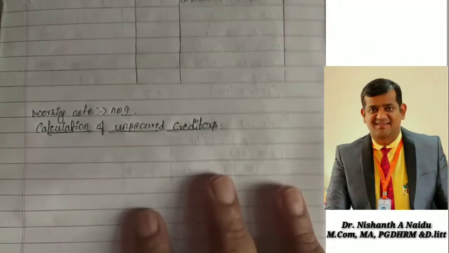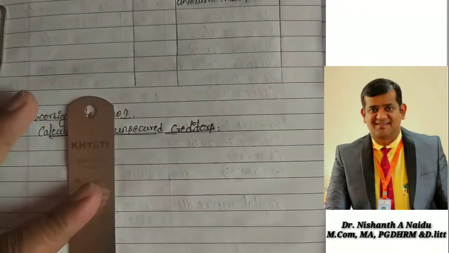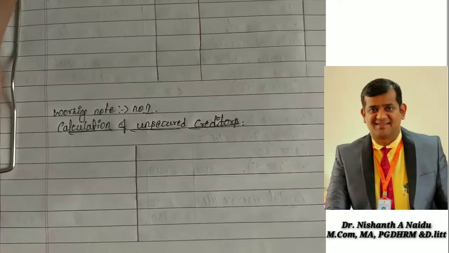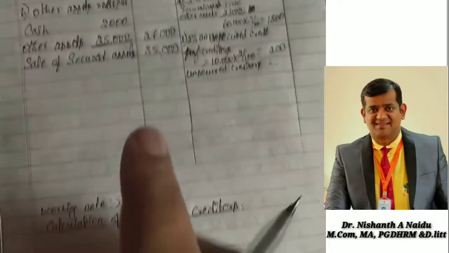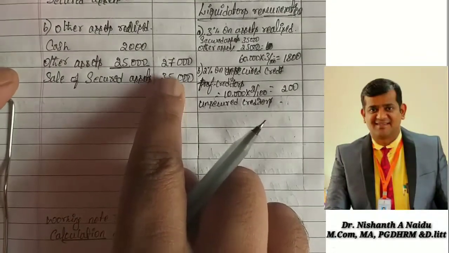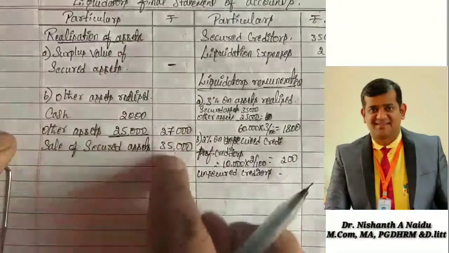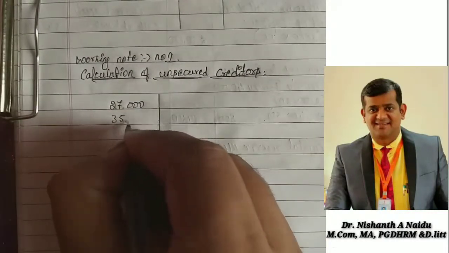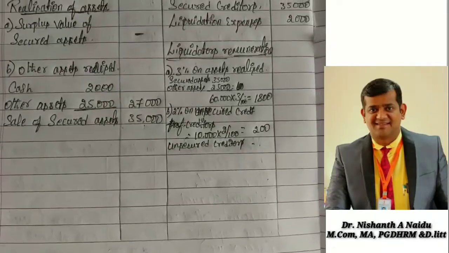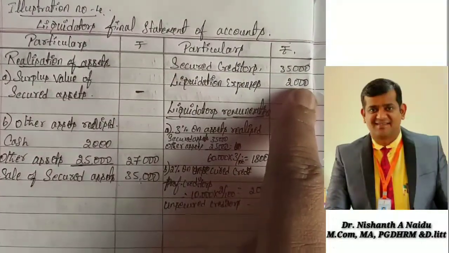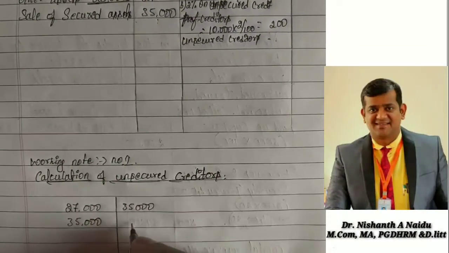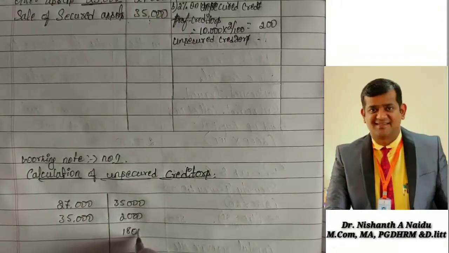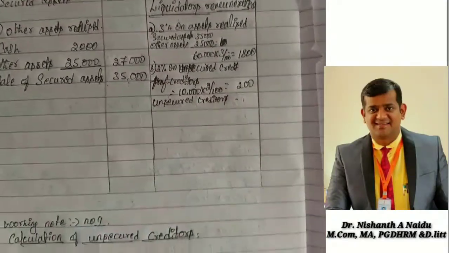As usual, we divide the page into two parts. In this head I am going to write how much assets realized. That is 27,000 plus 35,000. Only two amounts I have here in the debit side of this liquidator's final statement. So I am copying the same 27,000 and 35,000. That's all I have. Now look at the payment side. In the payment side I have 35,000, 2,000. Next I have 3% on assets realized, 1,800. Next I have 200 rupees, that is on preferential creditors.